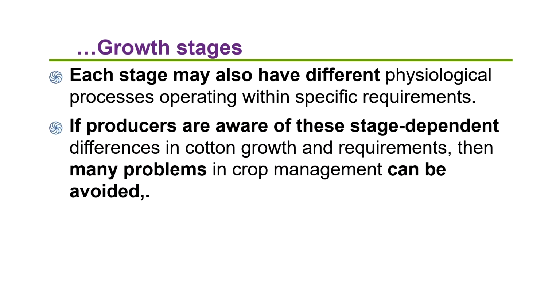Each stage may also have different physiological processes operating within specific requirements. If producers are aware of these stage-dependent differences in cotton growth and requirements, then many problems in crop management can be avoided. Therefore, the producers or the farmers must have a clear-cut understanding of the different growth stages of cotton, so that management decisions can be taken effectively and one can achieve good growth of the crop, which eventually will result in better yields of this crop.